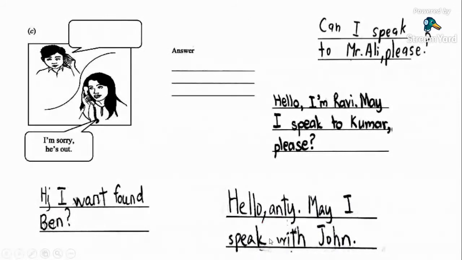Hello, auntie. May I speak with John? Auntie is wrong spelling. Punctuation, capital, question mark is missing. So the context is there, everything is okay, but you see spelling and capital letter, 1 mark. Let's say he spelled auntie correctly, A-U-N-T-Y. May I speak with John? And then no question mark. Still he will get 1 mark because no punctuation, no capital letter.